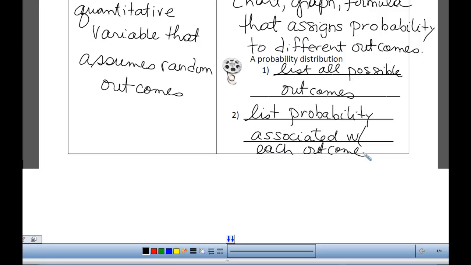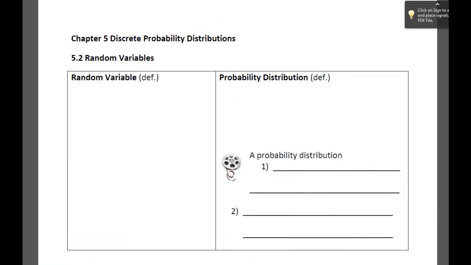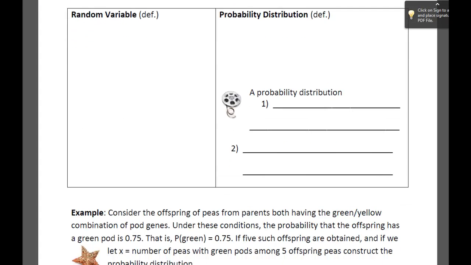We're starting here at the beginning of the chapter to talk about probability distributions in general, and then we'll talk about one in particular. There are lots of different probability distributions, but at the end of the day, when we construct a probability distribution, we have to do these two things: list all the possible outcomes and the probabilities associated with each one. Okay, so I think we have an example.